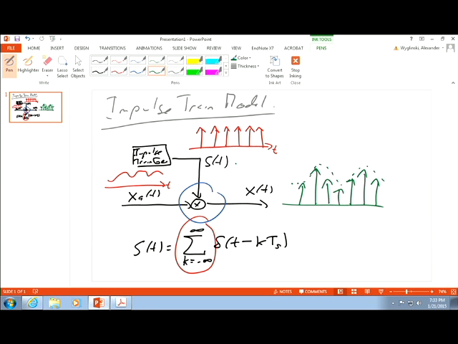So you could do the swinging arm sample-every-T-seconds model, or mathematically you can have this. And this representation has a lot of power behind it. We're not going to show it in today's class unless everybody really wants me to show it.